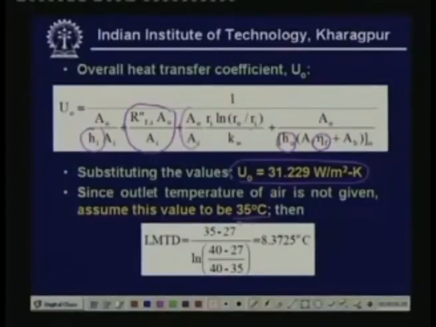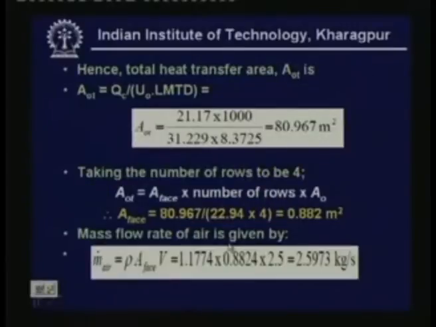The outlet temperature of the air you have to assume in such a way that it should not be greater than the condensing temperature, obviously, because heat transfer has to take place from refrigerant to air. So in this problem, let us assume a value of 35 degrees for the outlet temperature of air. Once you assume the outlet temperature, inlet temperature is given as 27 degrees, condensing temperature is given as 40. So we can calculate the LMTD. LMTD is 8.3725 degrees centigrade. Once you know the LMTD, we can find out the total external area.